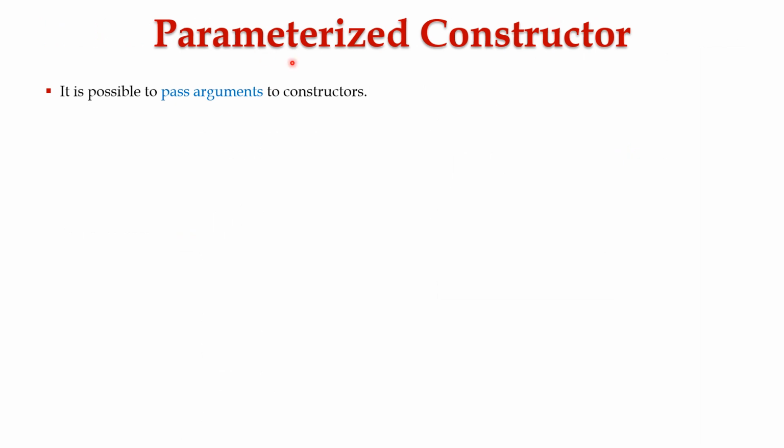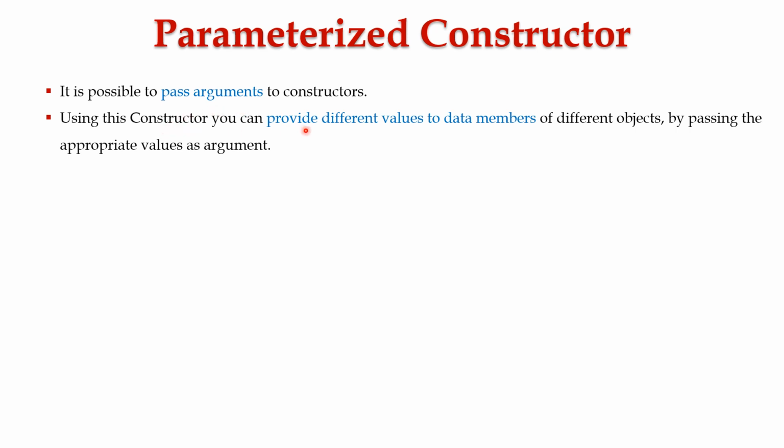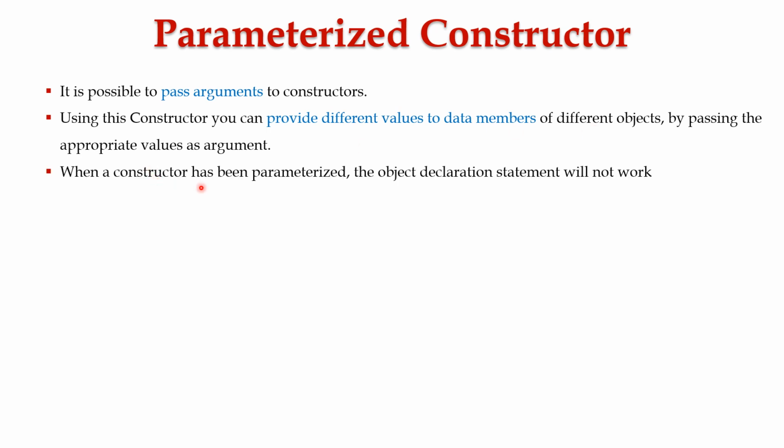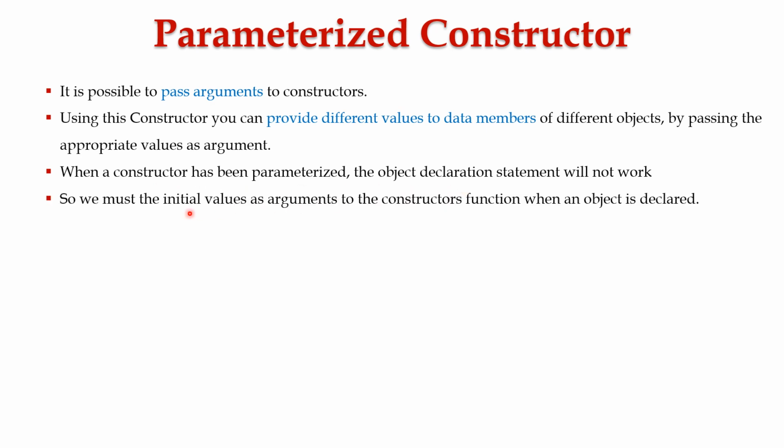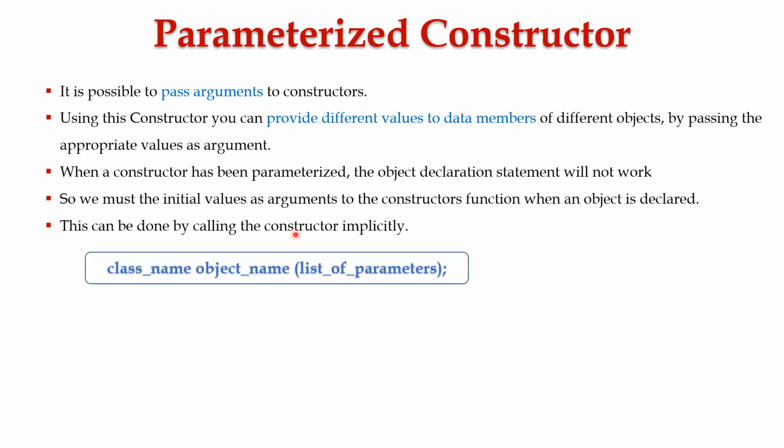In a parameterized constructor, it is possible to pass arguments to the constructor. Using this constructor, you can provide different values to the data members of different objects by passing the appropriate values as arguments. When a constructor has been parameterized, the plain object declaration statement will not work. So we must pass values as arguments to the constructor function when the object is declared. This can be done by calling the constructor implicitly. The syntax is class name, object name, followed by a list of parameters within brackets and ended with a semicolon.